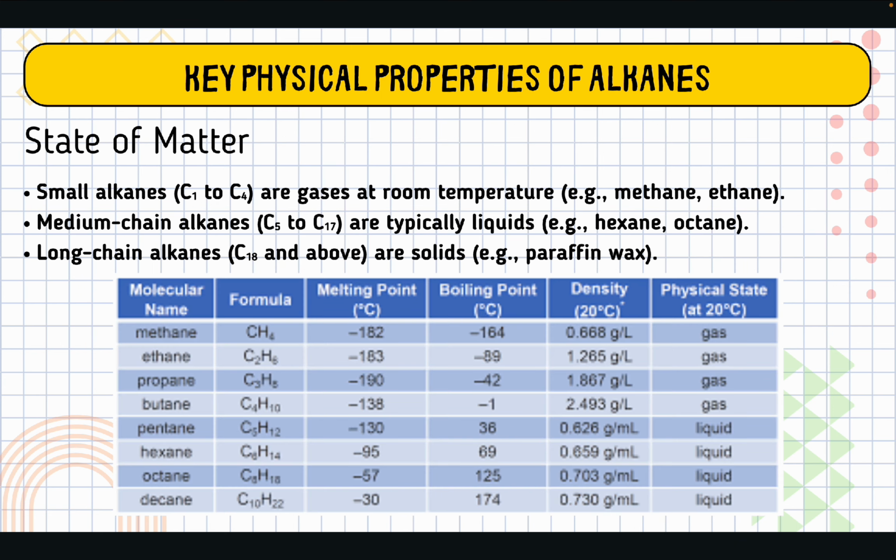Now let's have the state of matter. For smaller alkanes, or alkanes that have 1 to 4 carbon atoms, they are usually gases. For medium alkanes, 5 carbon to 17 carbon atoms, they are typically liquids. For long chain alkanes, 18 carbons and above, they are solid. If you're going to refer to this table, you can see here the molecular formula, number of carbon atoms, melting point, boiling point, density, and the physical state.